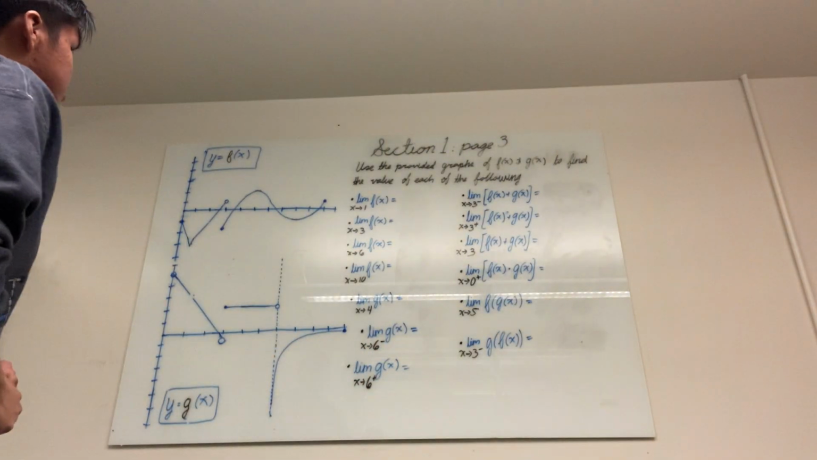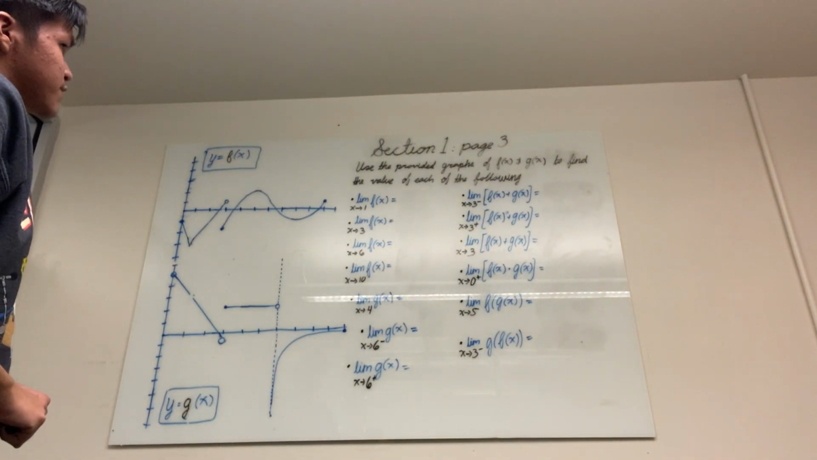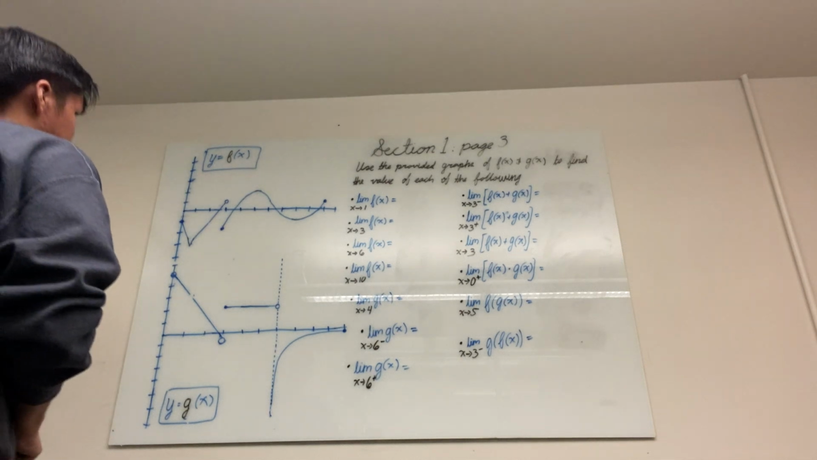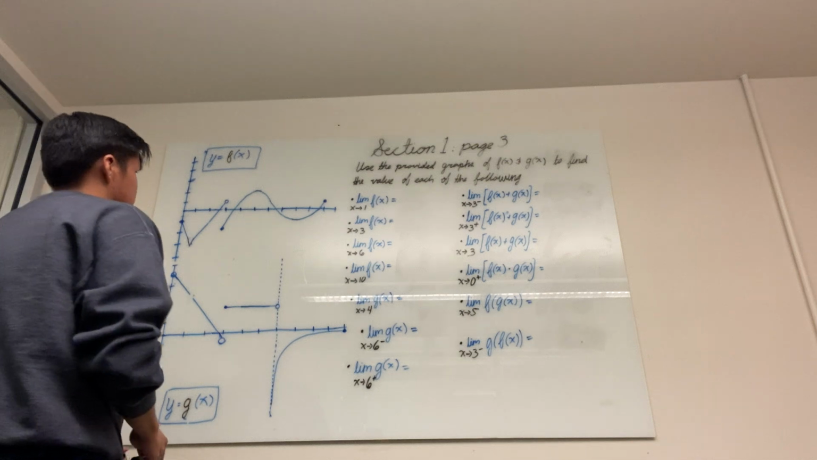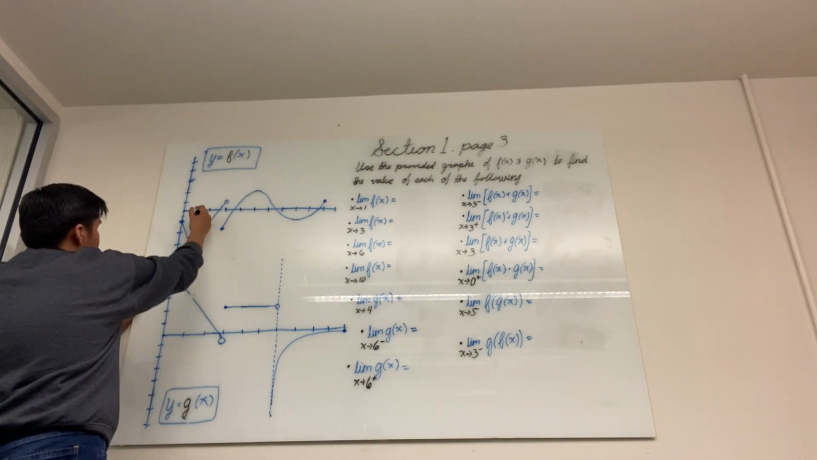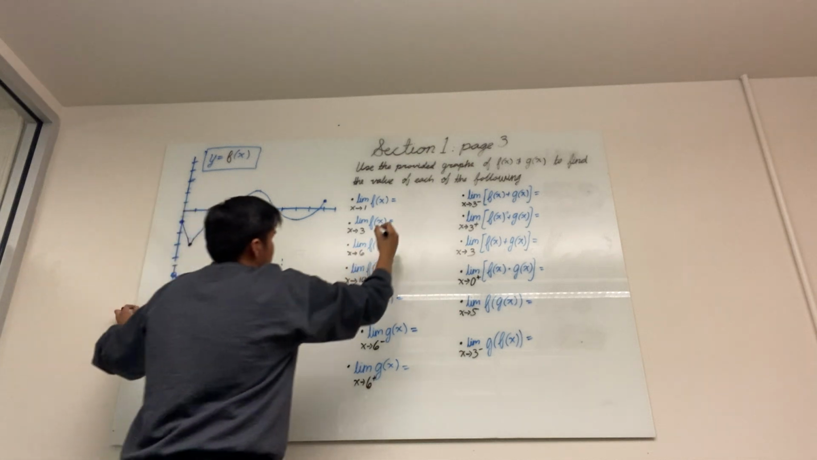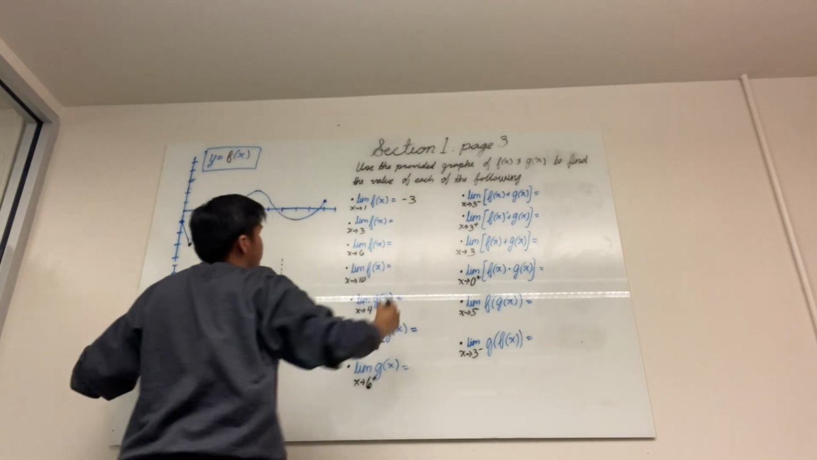Okay, section 1, page 3. Use the provided graph of f(x) and g(x) to find the value of the following. The limit of f(x) as x approaches 1: we see it on the graph. At 1, the point is negative 3. So therefore our limit is negative 3.